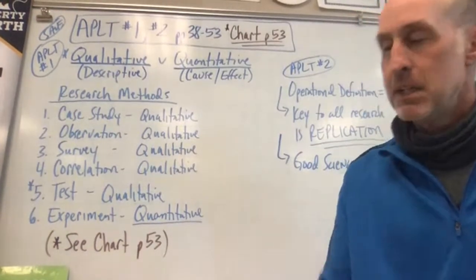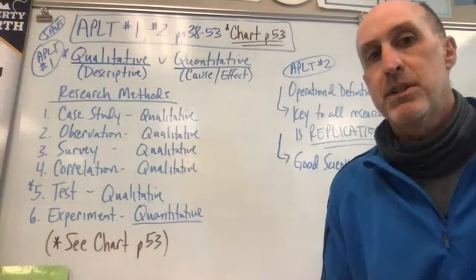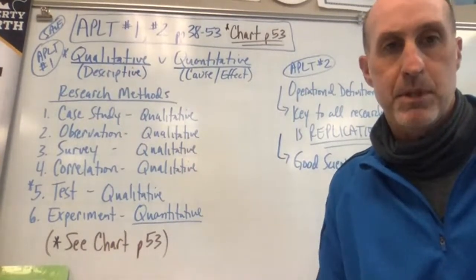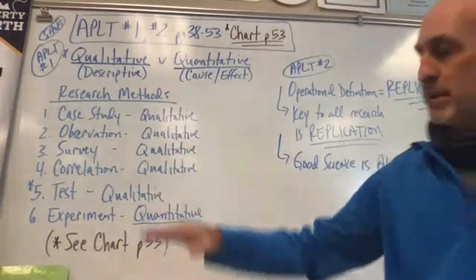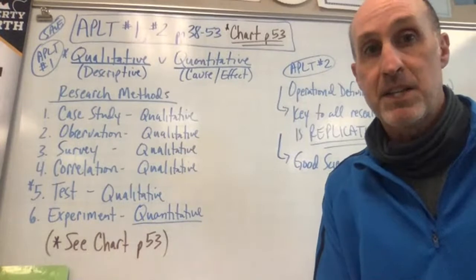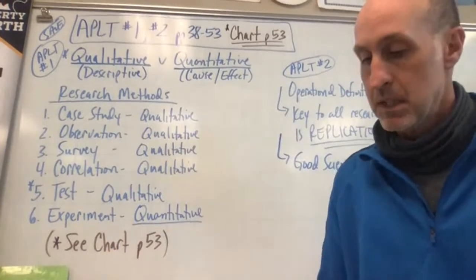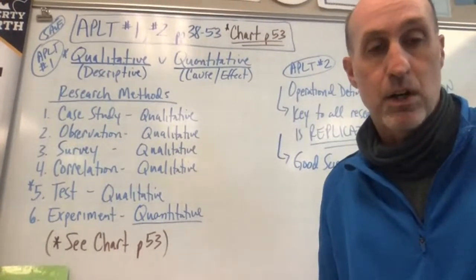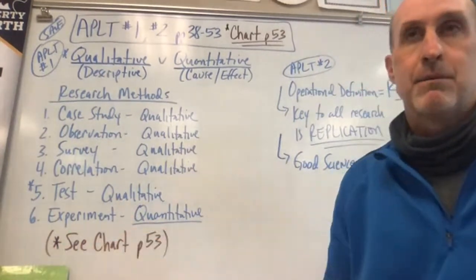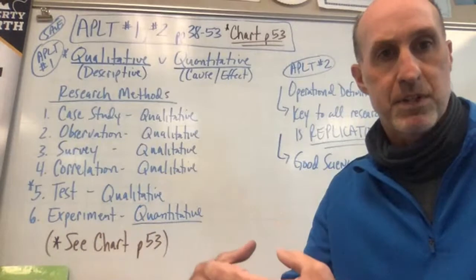Now, for the example for all of these, I'm going to be using the two variables of caffeine and sleep. Caffeine is going to be my independent variable. Sleep is going to be my dependent variable. So if I want to do a case study on individuals, I might find somebody who consumes a lot of caffeine, and somebody who doesn't consume caffeine at all. They abstain from it. And then I'm going to follow them throughout their life for an extended period of time and just see the differences between the two.